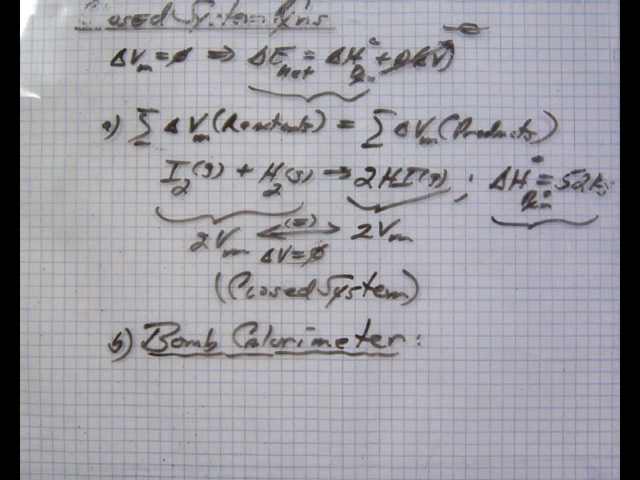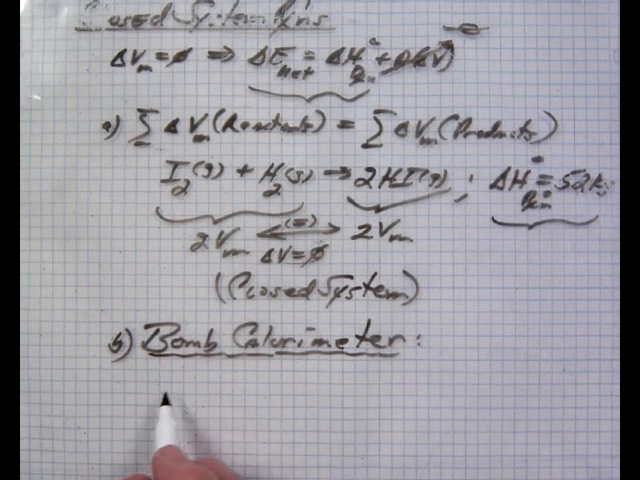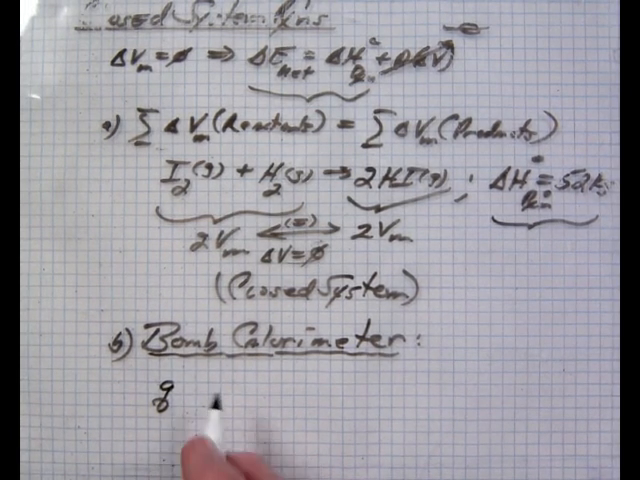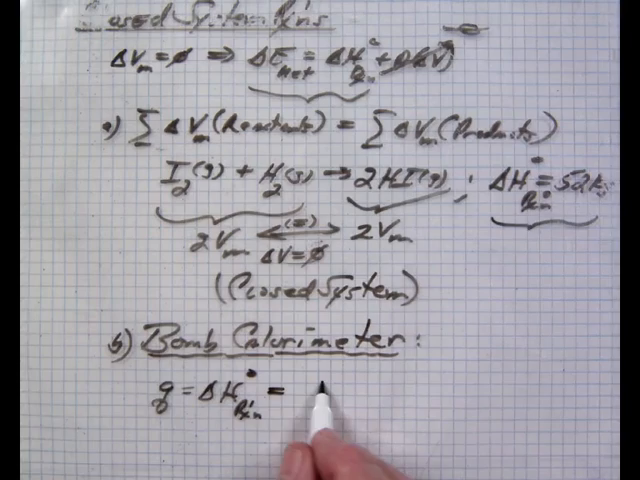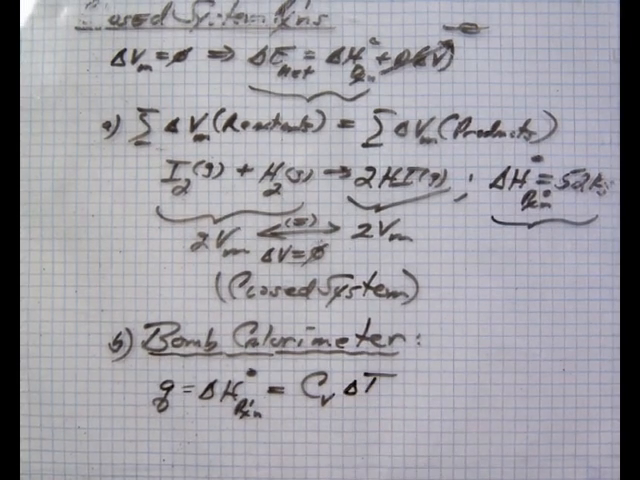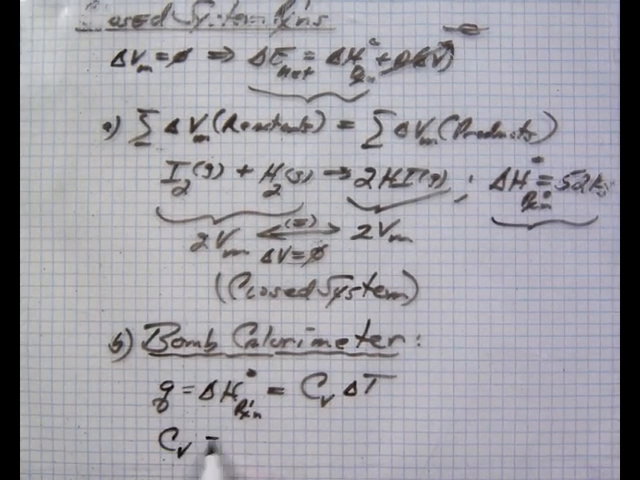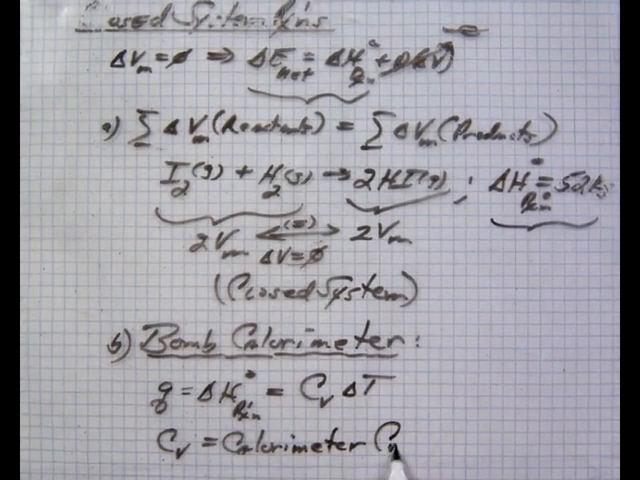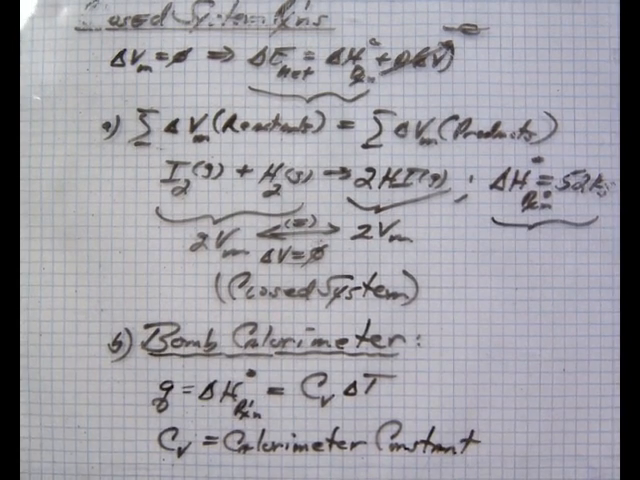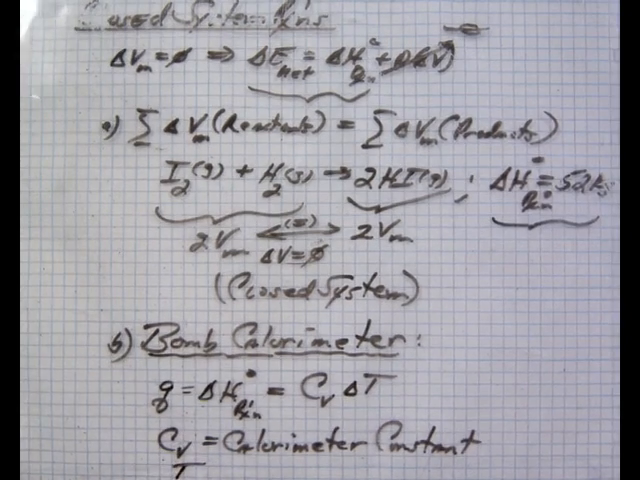Okay, when you get your bomb calorimeter from the manufacturer, it will have a calorimeter constant with it, which has been calibrated by the manufacturer, and you apply it to the delta H. Q equals delta H reaction, and it's C sub V delta T. And C sub V is your calorimeter constant, which is typically given in the problem that you would be working, and of course delta T is the observed temperature change.